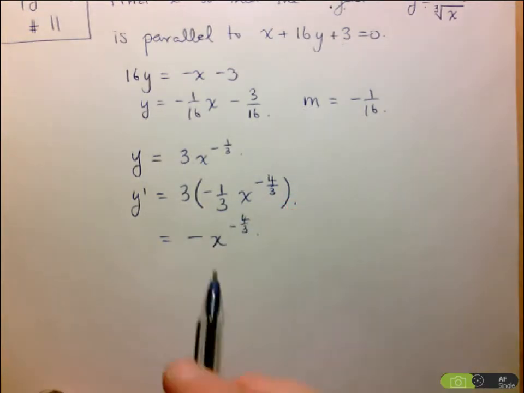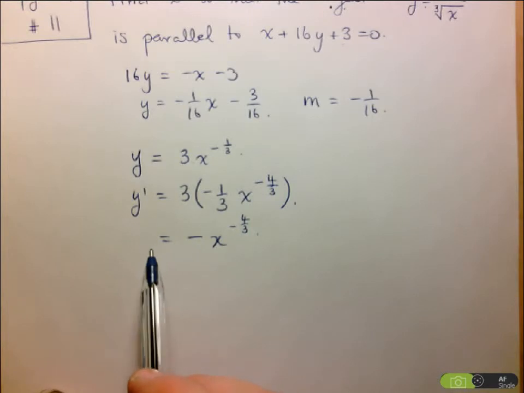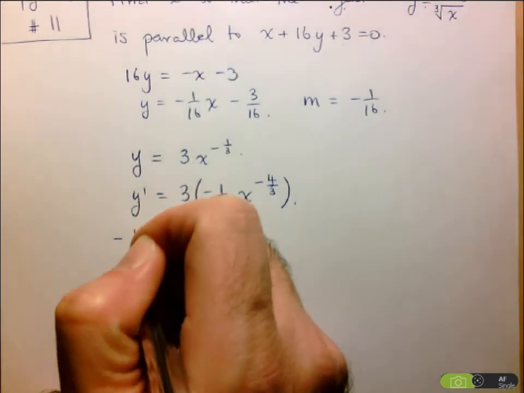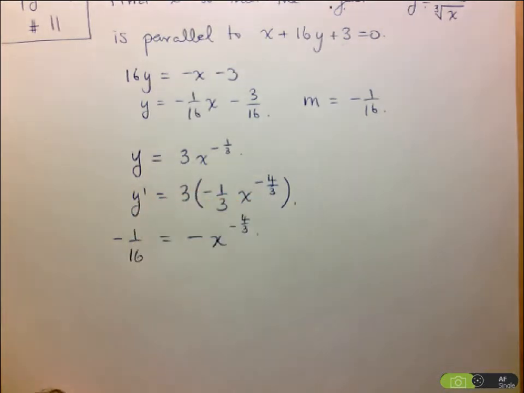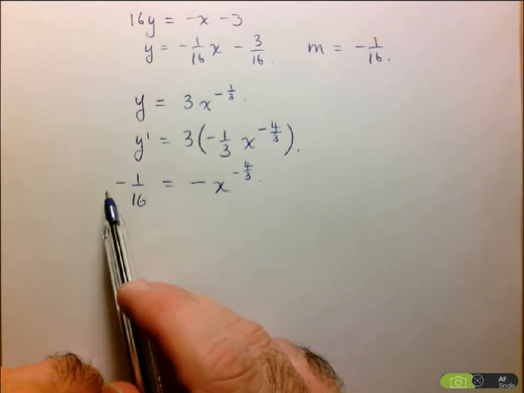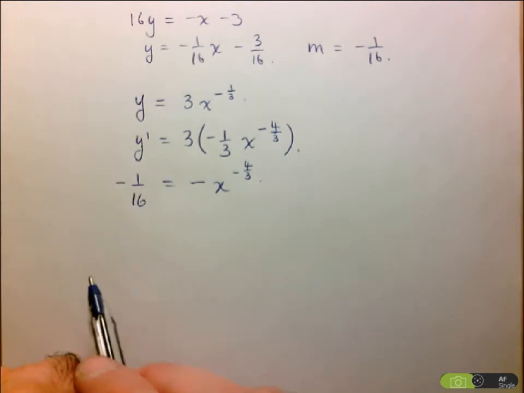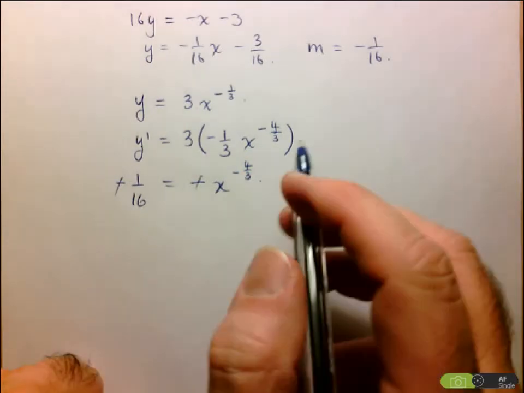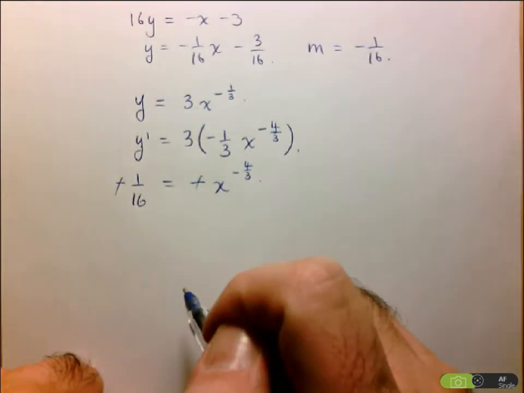But remember, what we are looking for are the tangents that have a slope of negative 1 over 16. So I know I need my derivative to be equal to negative 1 over 16. And what this gives me now is an equation I can solve. So let's go ahead and do that. So negatives cancel each other out. Now I have to isolate x.